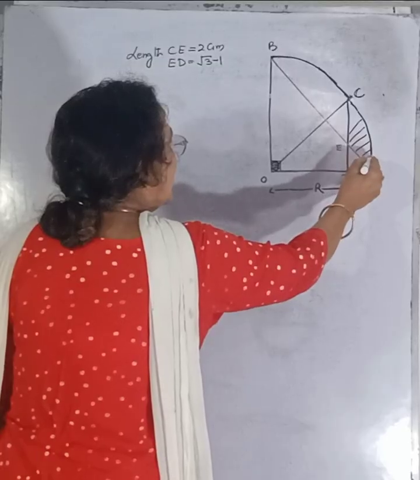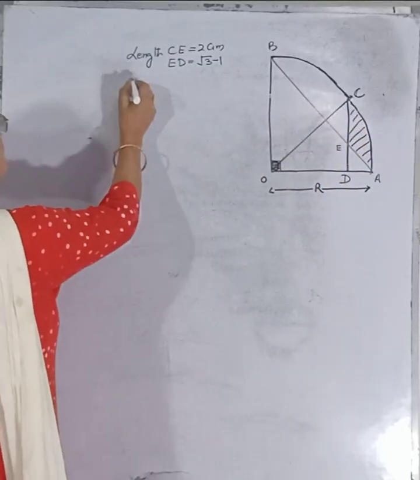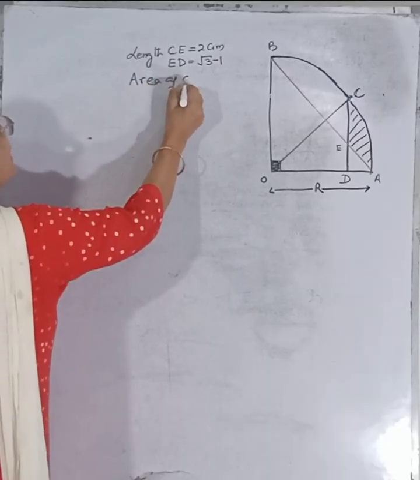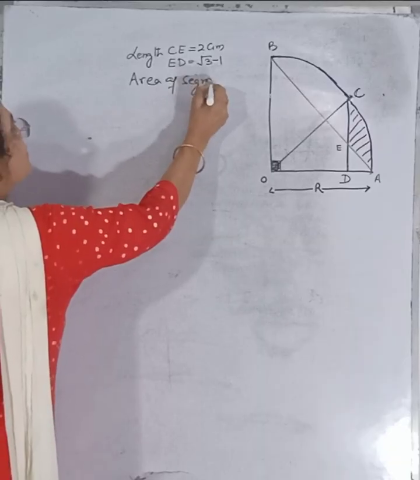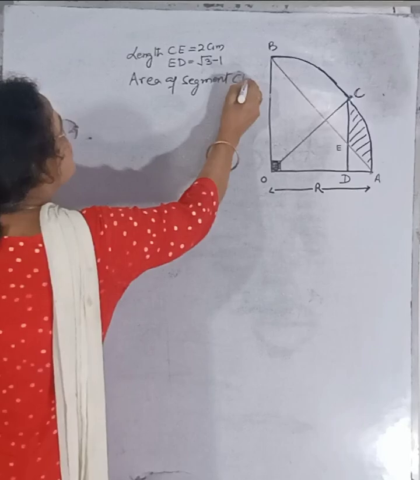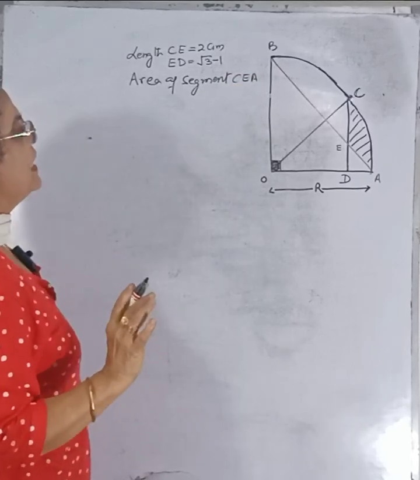That is CEA. Area of segment CEA. That is the question. Nothing else is given to us.